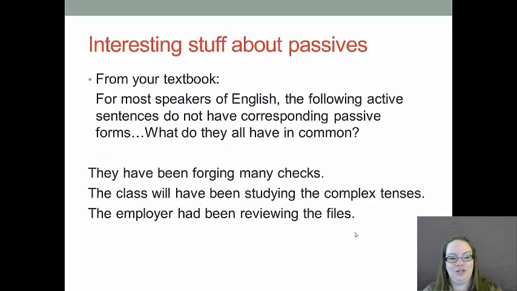Here's something for you to know about passives. These actives do not generally have a corresponding passive form. They have been forging many checks would be something like many checks have been being forged by them. The class will have been studying the complex tenses becomes the complex tenses will have been being studied by the class. These are pretty awkward in the passive.